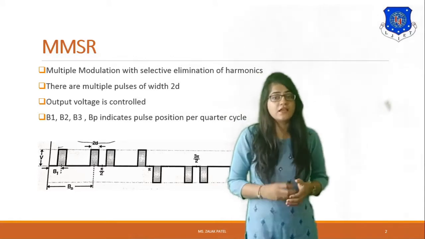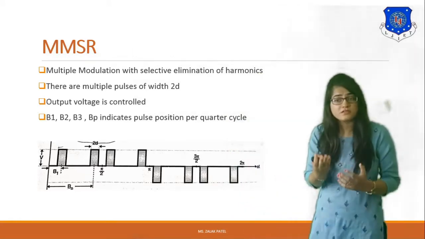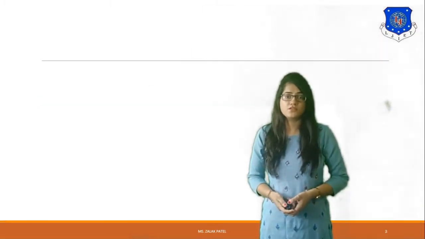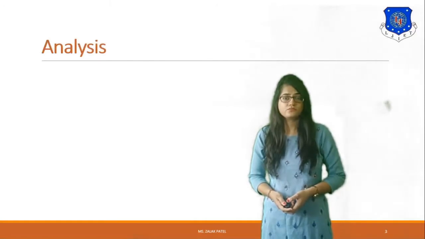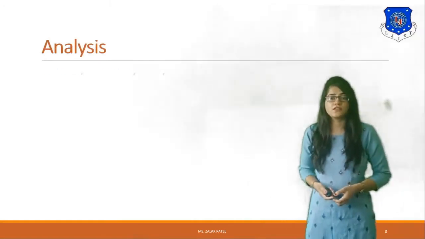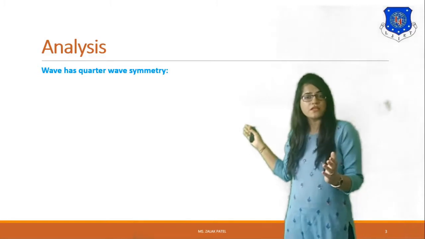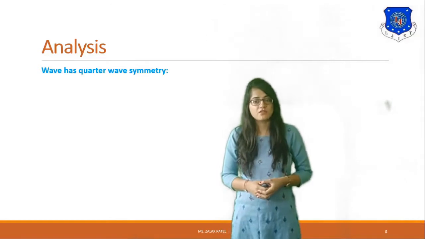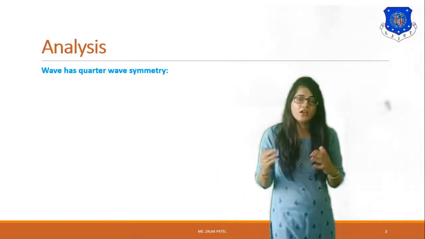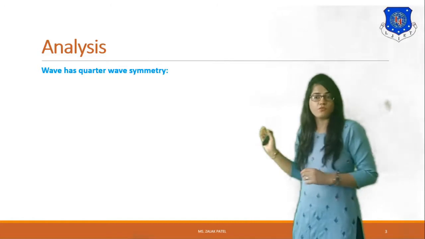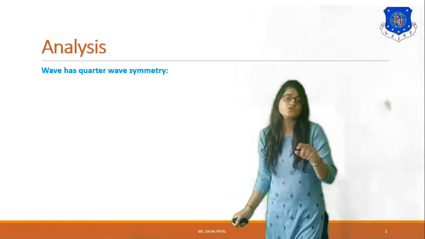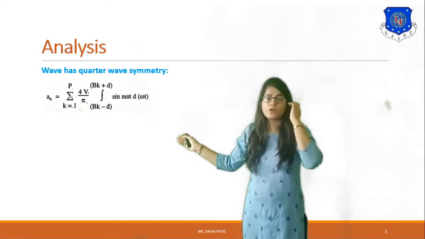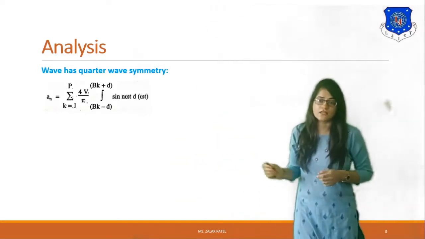Now let's see how the selective elimination is possible with this type of technique. For this, let's do some harmonic analysis using the Fourier transform. Here we take the wave with quarter wave symmetry. Why do we take quarter wave symmetry? Because 4 pulses are created in the positive as well as 4 pulses in the negative half cycle. By using this symmetry condition, the Fourier coefficients that are created are as follows.